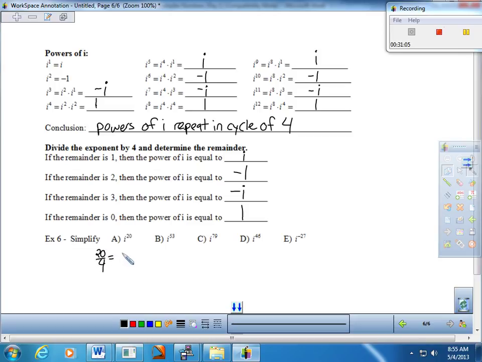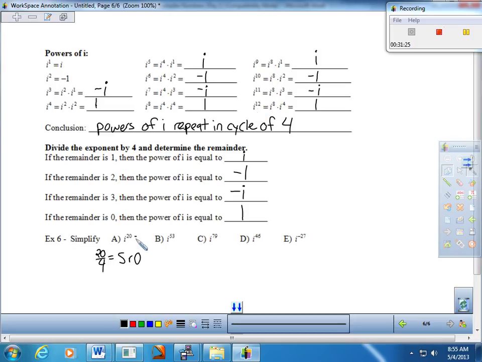And 20 divided by 4 is 5. And obviously the remainder is 0. And so as a result, if the remainder is 0, just according to the table, that means that I would be on the 4th row in my cycle of 4. Those are the numbers that are evenly divisible by 4. And I think you kind of realize that.